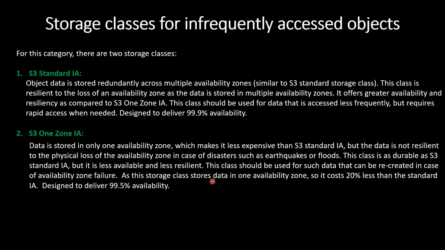As this storage class stores data in one availability zone, it costs 20% less than Standard IA, and it is designed to deliver 99.5% availability. S3 One Zone IA also offers the same low latency and high throughput performance of S3 Standard.